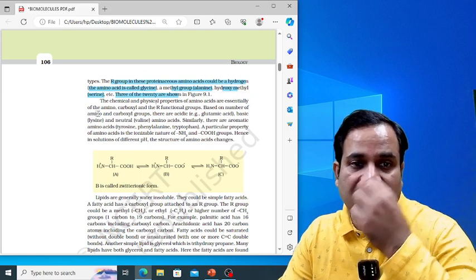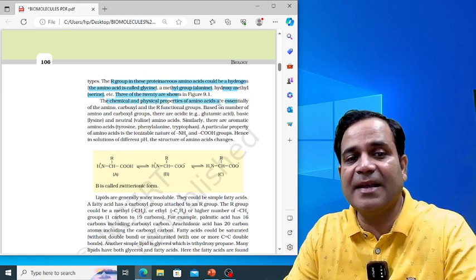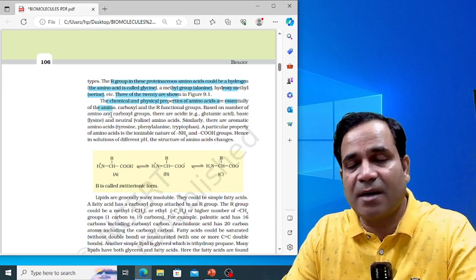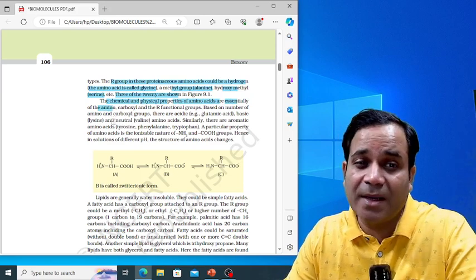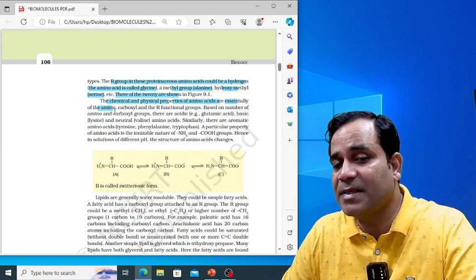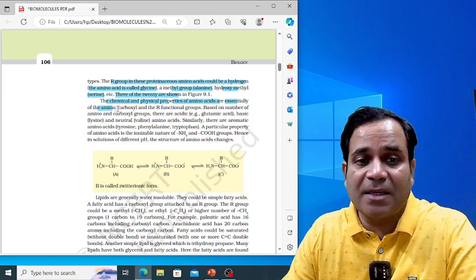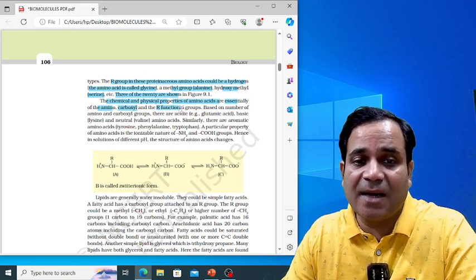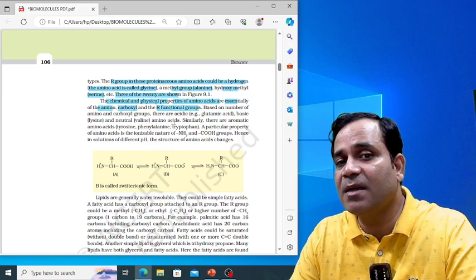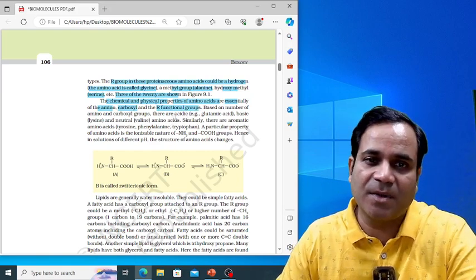Clear? So see, the chemical and physical properties of amino acids are essentially of amino. So it is very, very essential to know that whatever the chemical and physical properties of amino acids, they must have what? Amino, as well as what? Carboxyl, as well as what? R functional group. R functional group means what? The group to which another carbon compound is added, my dear.